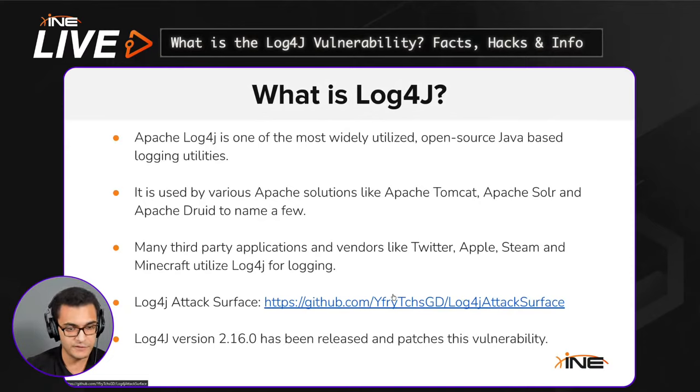And as we've already seen over the last 1 week, many third-party applications and vendors like Twitter, Apple, Steam, and Minecraft have all been utilizing Log4j for logging, to various extents, and they've actually been confirmed as vulnerable. If you want to learn more about the actual attack surface and the totality of the companies and pieces of software that have been affected, you can check out the GitHub repository linked within the slides, and you'll be able to get a better understanding of how big this vulnerability is and how many companies it's actually affecting.